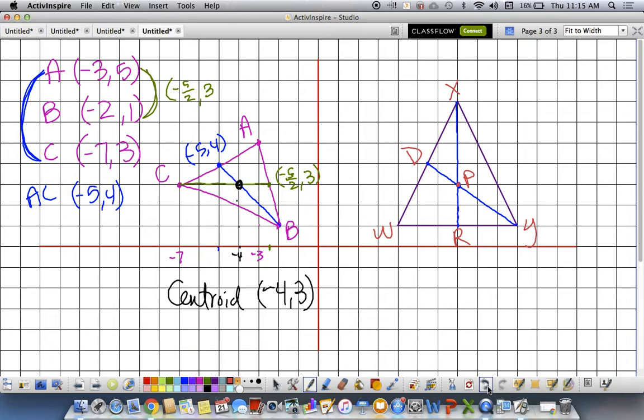Okay? Can someone name a median? X to what? X to R. What's the other one? D to Y. We have 2 medians. What is the centroid? P. Point P. With our centroid theorem, the 2/3. What is the distance?